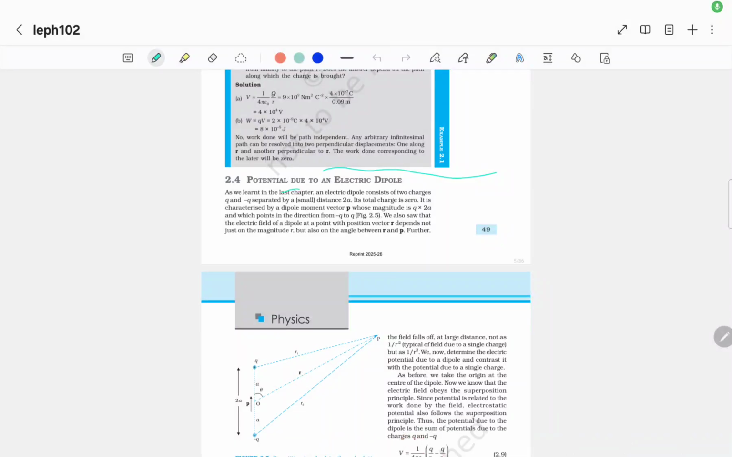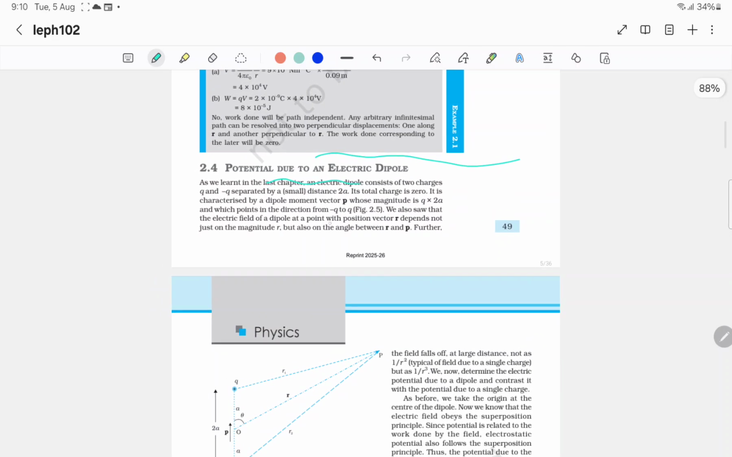Potential due to an electric dipole. An electric dipole consists of two charges q and minus q separated by a small distance 2a. Its total charge is 0. It is characterized by the dipole moment vector p, whose magnitude is q into 2a, and which points in the direction from minus q to q.